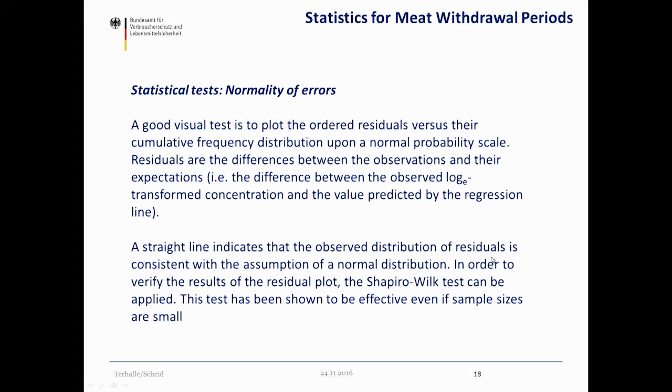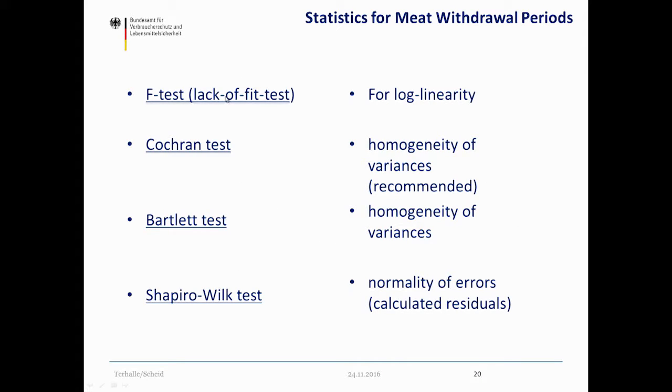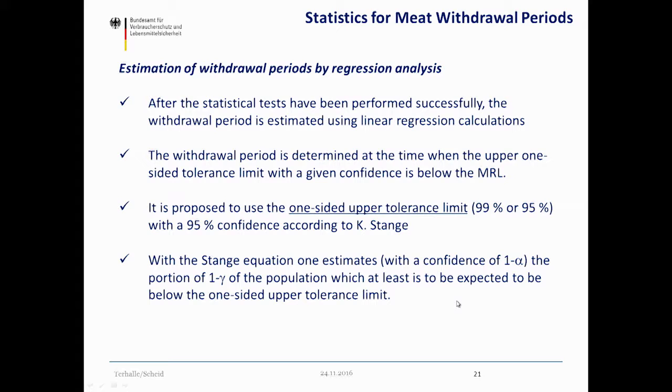A straight line indicates that the observed distribution is consistent with the assumption of normal distribution, and this is from the guideline. So these are the ordered residuals, and they fit in a straight line. This animal is a bit away from the line and might be an outlier. The guideline says if it's 4 standard deviations away from the line, it might be an outlier. It can be discussed, but in principle, we would not accept outliers. So these are in principle the 3 tests: the lack of fit test, the test for homogeneity, and the test for normality of errors. If all this is okay, then you can go ahead with the calculation.